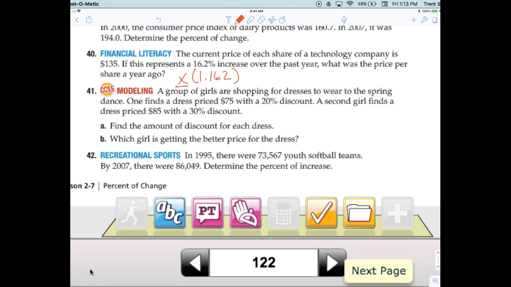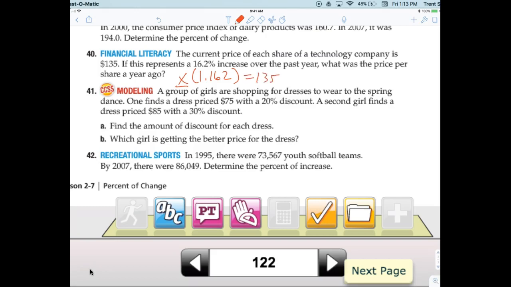Now look, you have to understand this problem. If you understand this problem, the rest of it is kind of easy, actually. So I need you to pay attention. Look right up here at what I'm trying to teach you. Do I know what it was last year? No. Do I know what it is this year? Yes. In order to get to that 135, I had to take last year's price and multiply it by 1.162. I have to take last year's price, which I don't know, multiply it by 1.162, and now that price is going to equal $135.